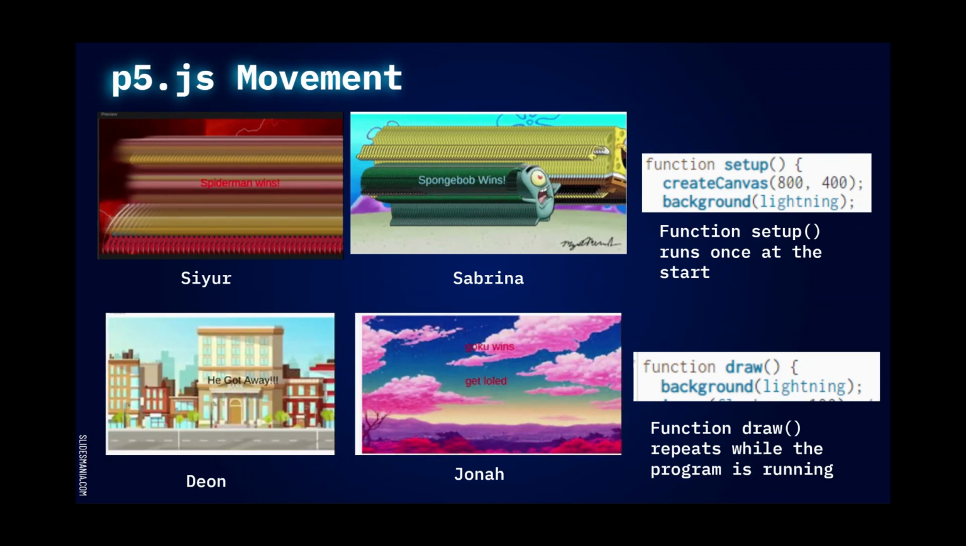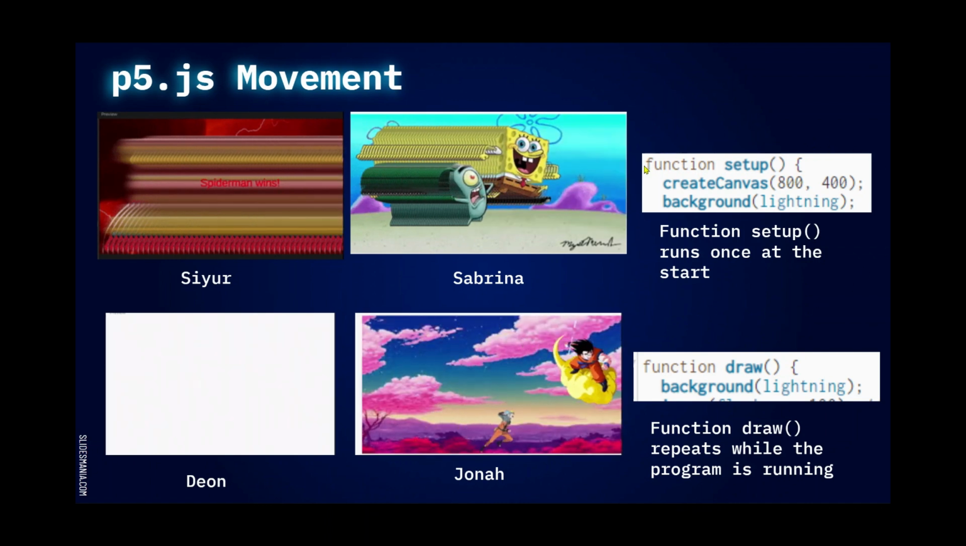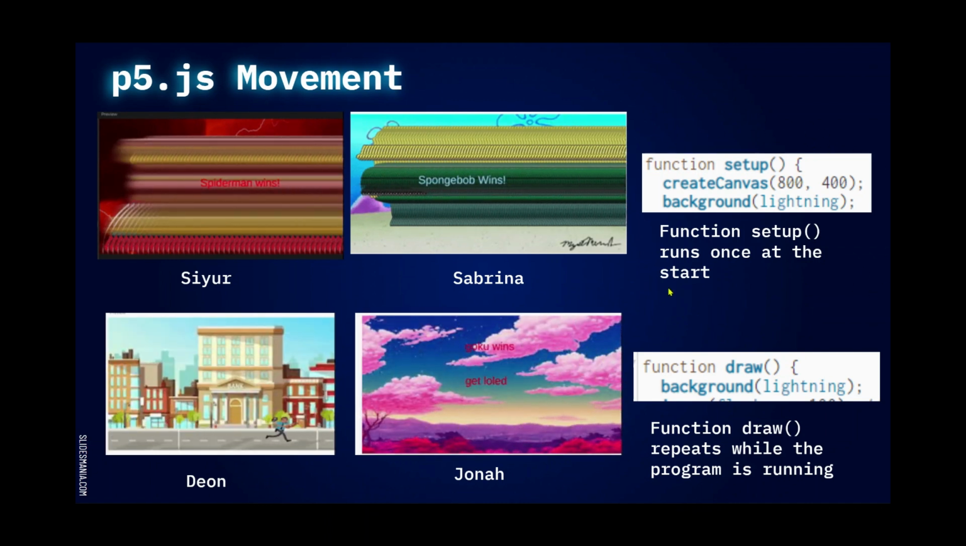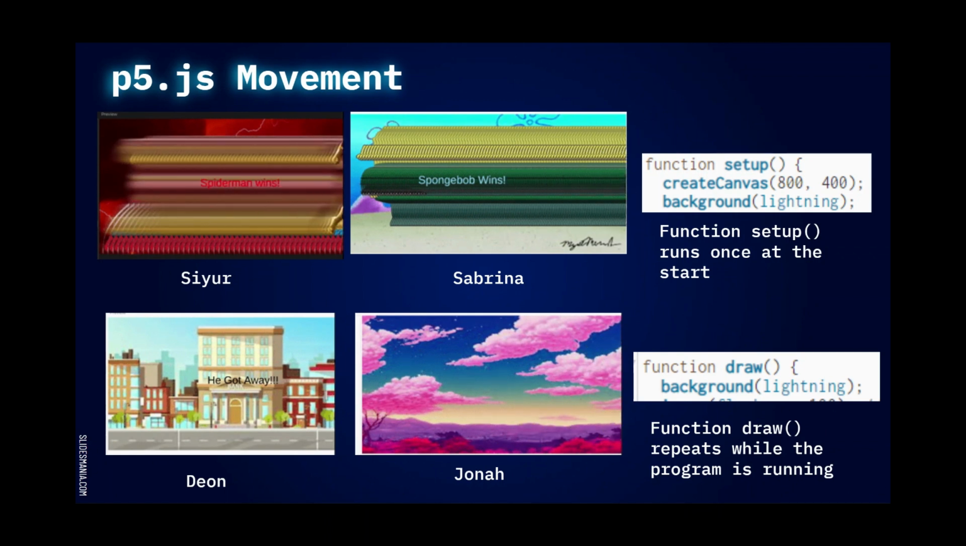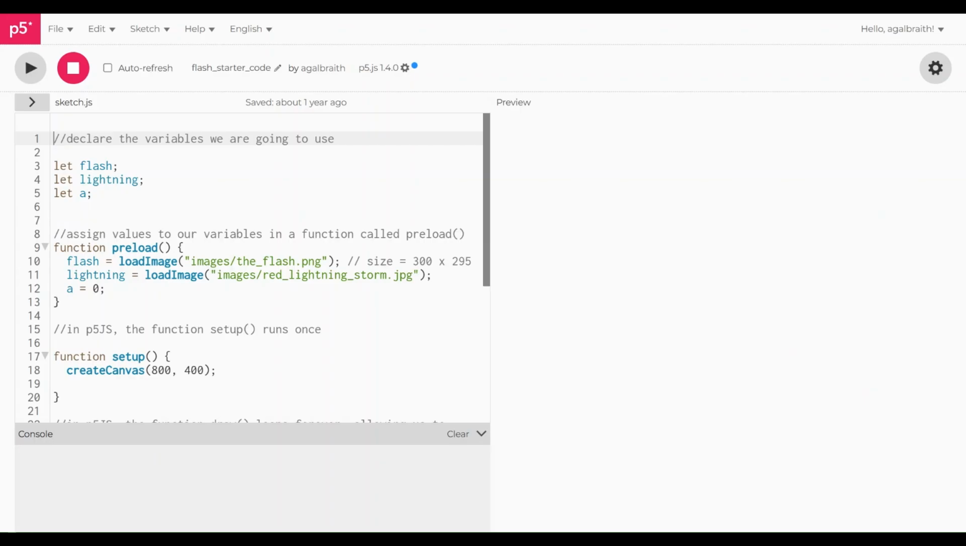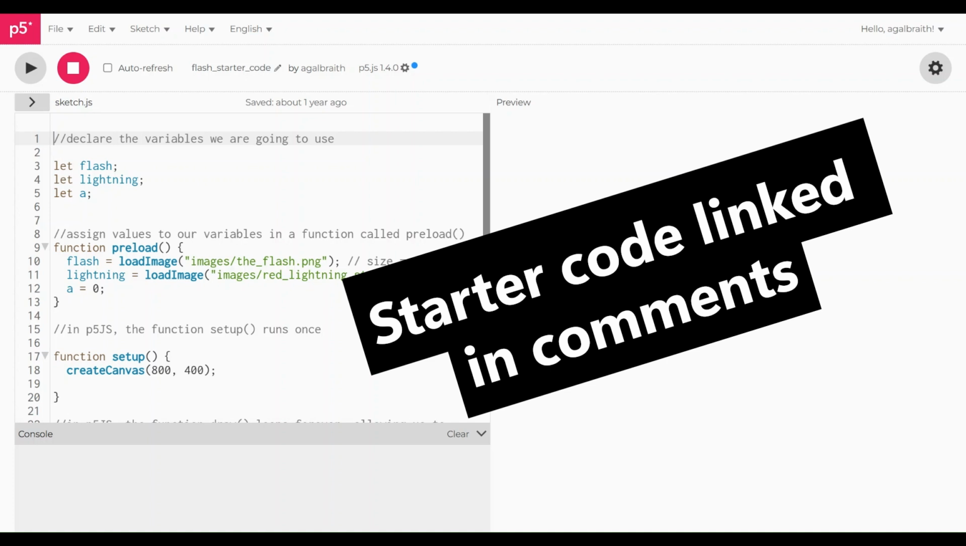So what's actually happening when we're running our code is we have a setup function that's displaying stuff once. So it's setting up the canvas and then the background image. And then we have a draw function that's running over and over again, drawing our background, drawing our images. So that can create an animation effect.